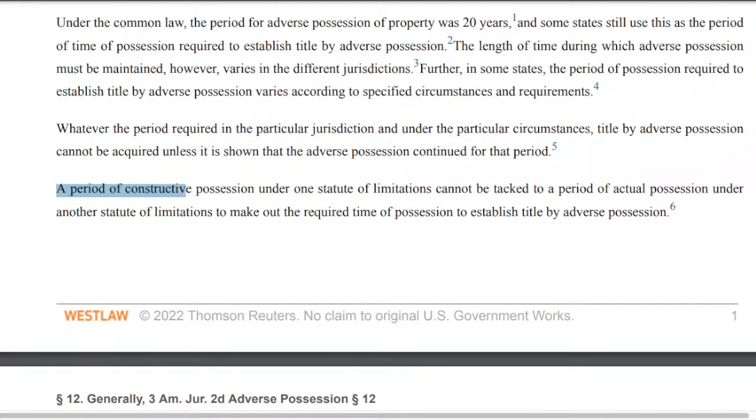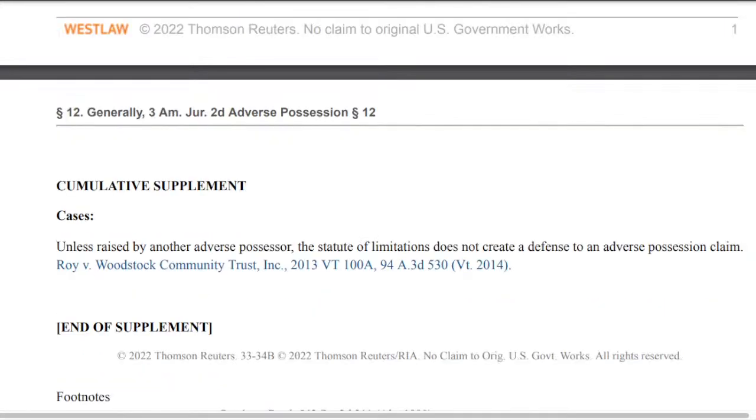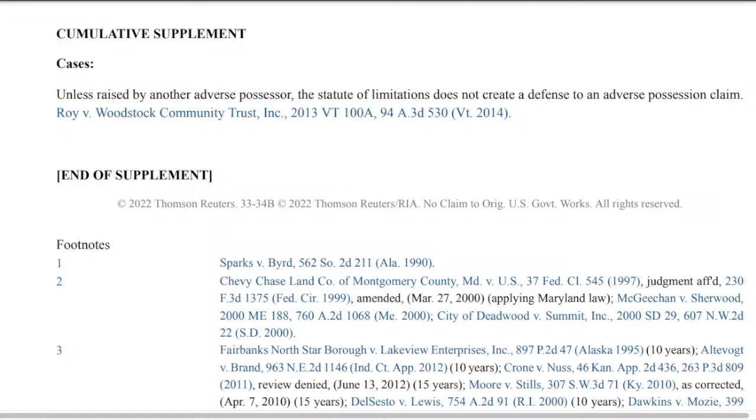A period of constructive possession under one statute of limitations cannot be tacked to a period of actual possession under another statute of limitations to make out the required time of possession to establish title by adverse possession. So that's under one statute, so depending on your jurisdiction. So, cumulative supplement here, cases.